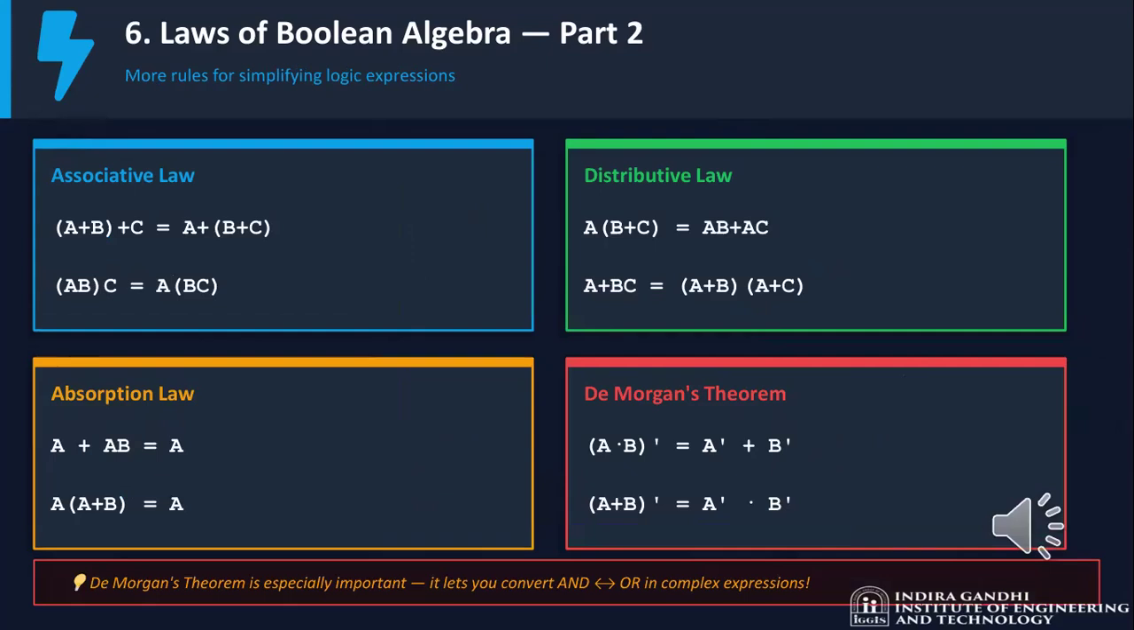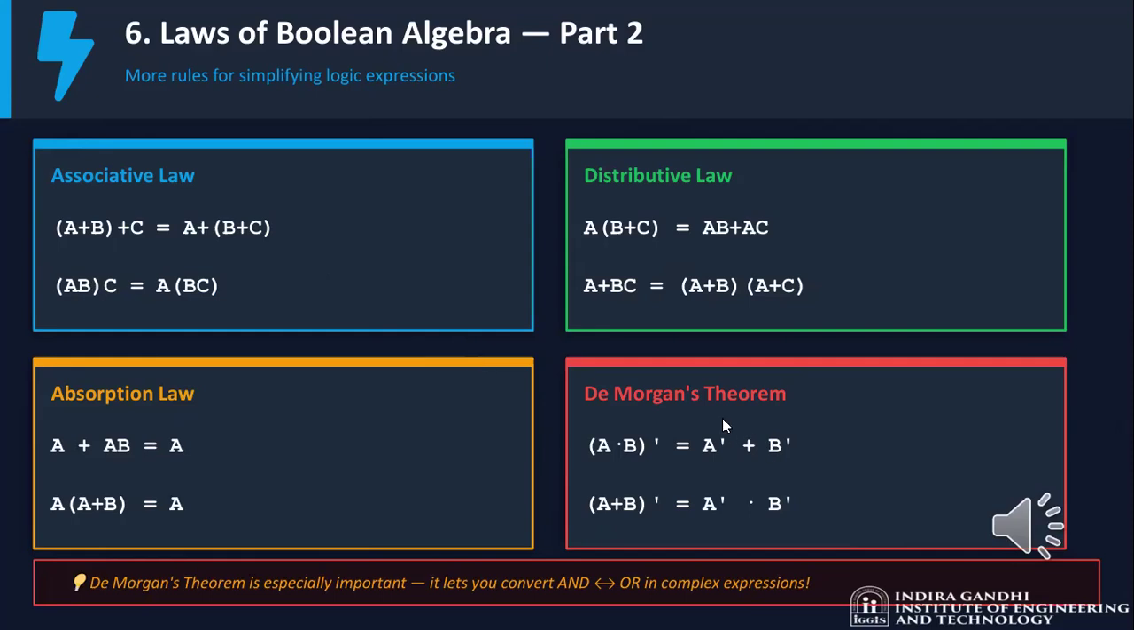Then the most important and powerful laws of Boolean algebra are the associative law, distributive law, absorption law, as well as De Morgan's theorem. The associative law says grouping doesn't matter, just like in regular algebra. So (A + B) + C equals A + (B + C). Similarly, instead of the OR operation, here we are performing an AND operation, so (A · B) · C equals A · (B · C). Similarly, we have the distributive law, absorption law, as well as De Morgan's theorem.